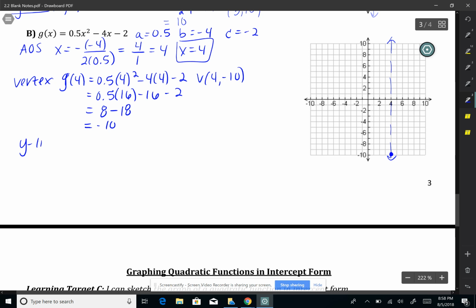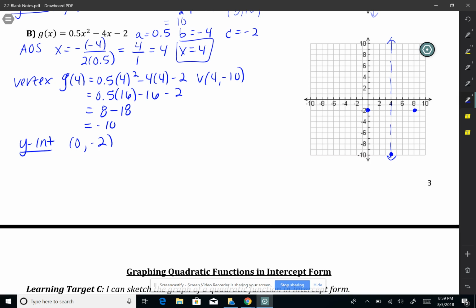Easy part is my y-intercept. Remember, it is 0, c, and c is negative 2. So 0, negative 2. Then I'm going to use symmetry, and I'm going to count. That's 4 units away from my axis of symmetry. So I'm going to go 4 to the right on the other side, and I have another point at 8, negative 2. Finally, I'm just going to plug in another number to find another point on the graph that I could reflect over the axis of symmetry as well.